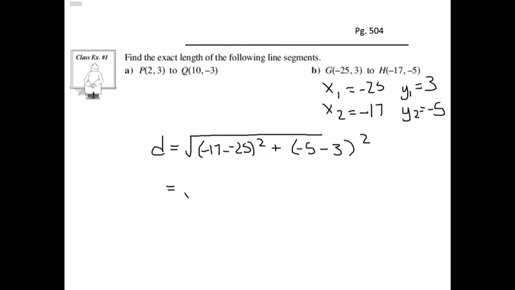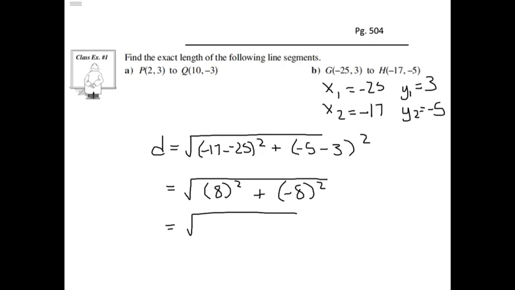Working these ones out, in the first bracket, you're going to have a positive 8, and of course this is going to be squared, plus you're going to have a negative 8 squared. Okay, so that's going to be 64 plus 64. So that's going to be the square root of 128.